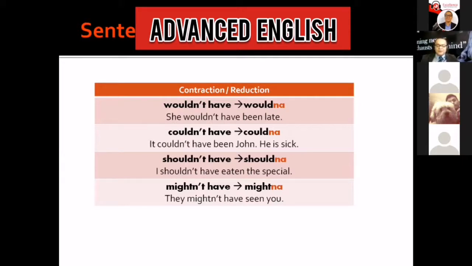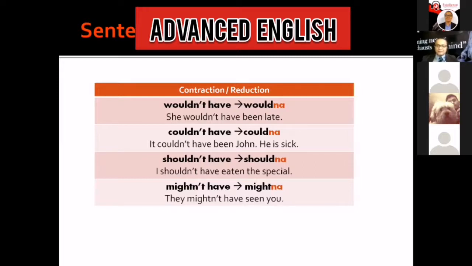Okay. Let's see now. Next example, couldn't have and could not. Catherine. It couldn't have been John. He is sick. It could not been John. There you go. Nice. Thank you. Shouldn't have and should not. Let's do Stuart. I shouldn't have eaten the special. I should not eaten the special.